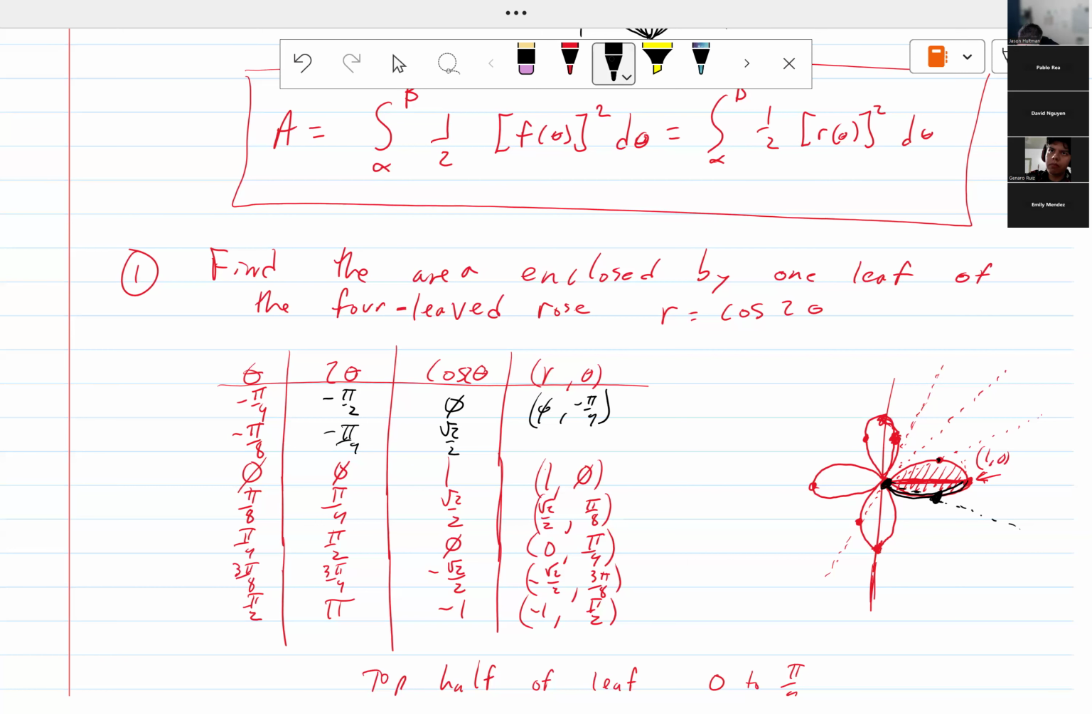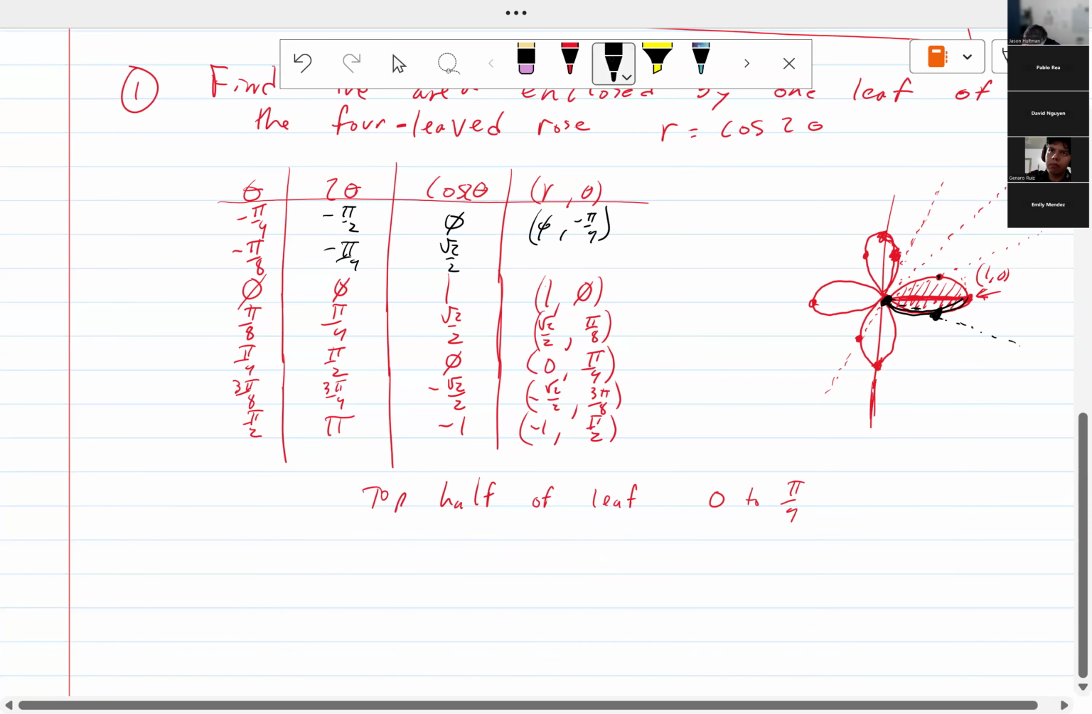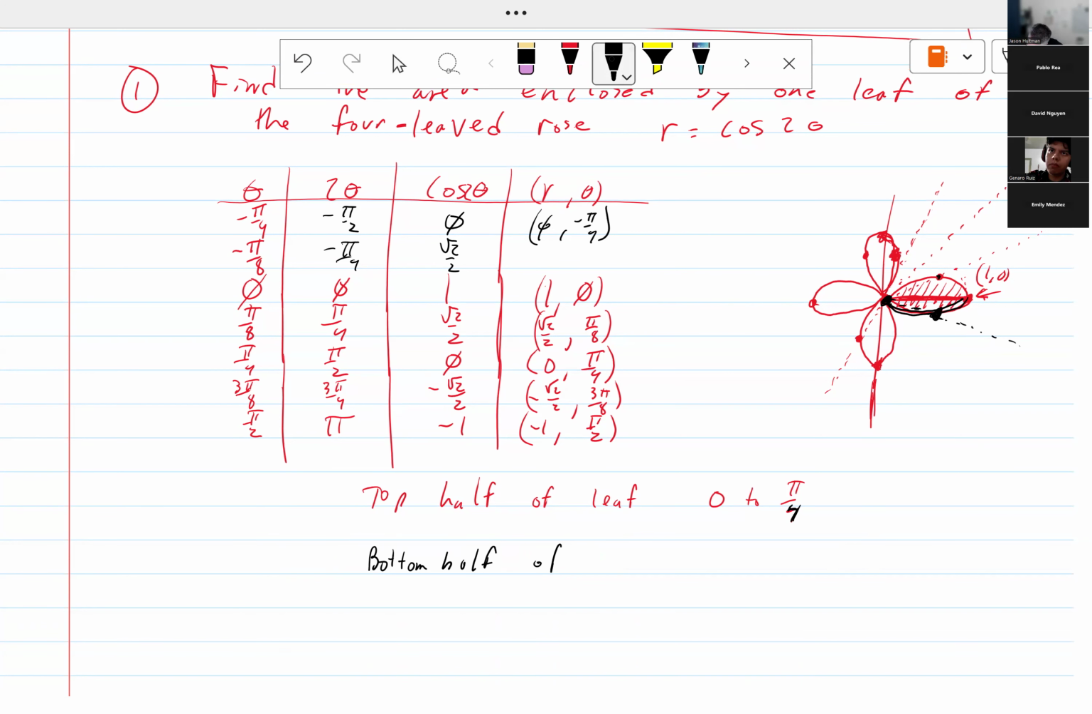Okay, so the top half of the leaf is from 0 to pi over 4, but the bottom half of the leaf is from negative pi over 4 to 0.